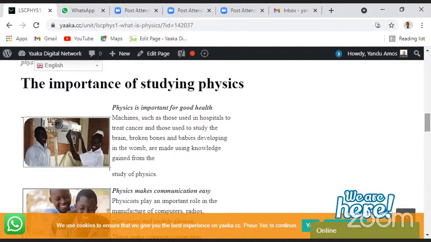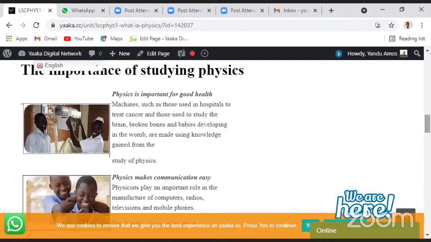Physics, why it is important for good health. You can see that when we see that image, why physics is important for good health.